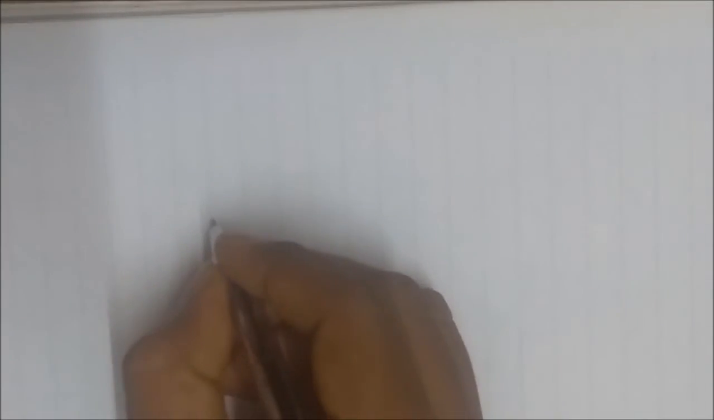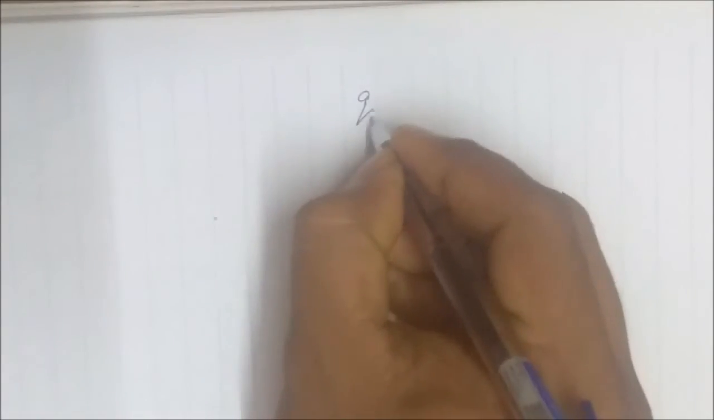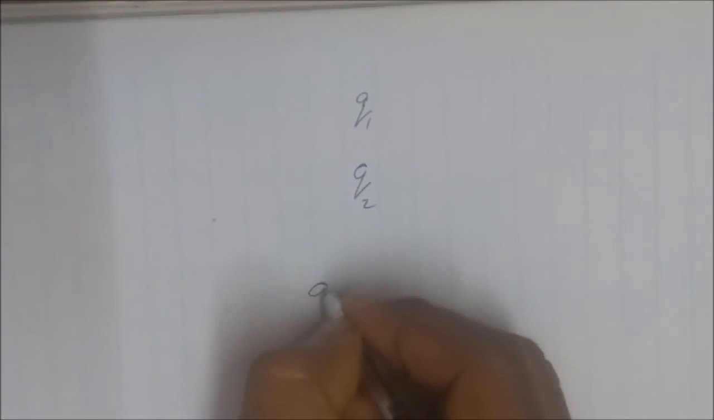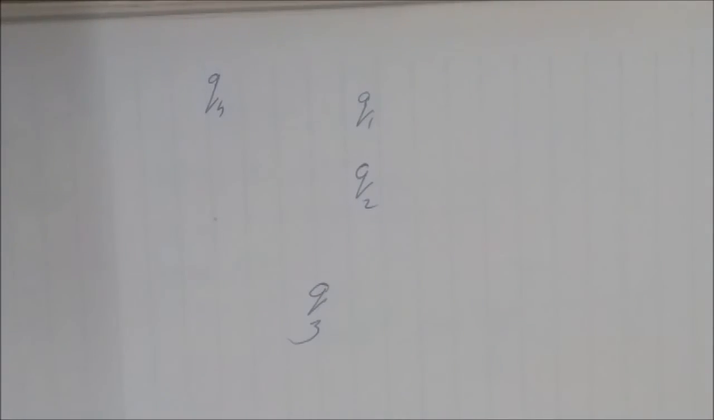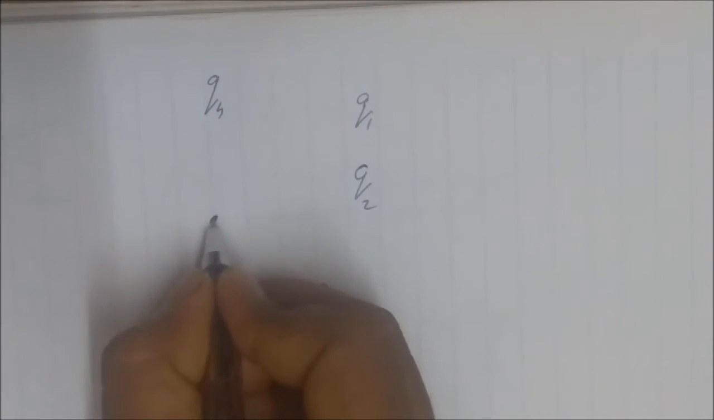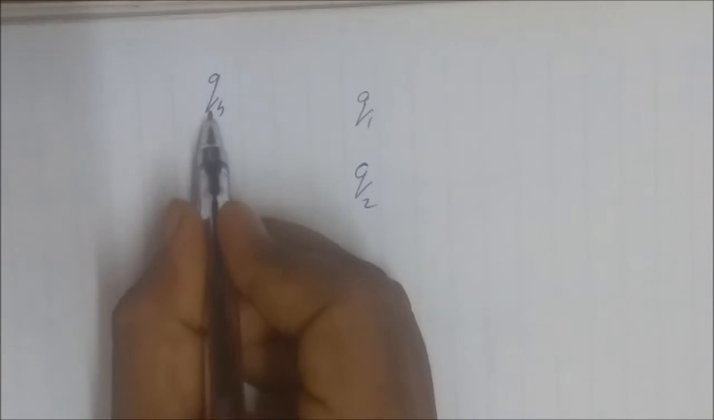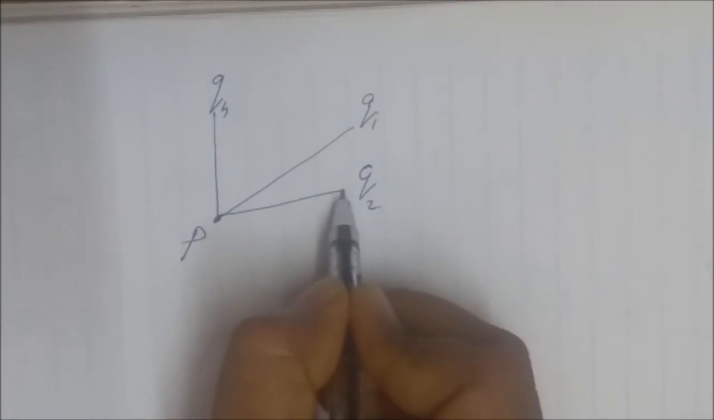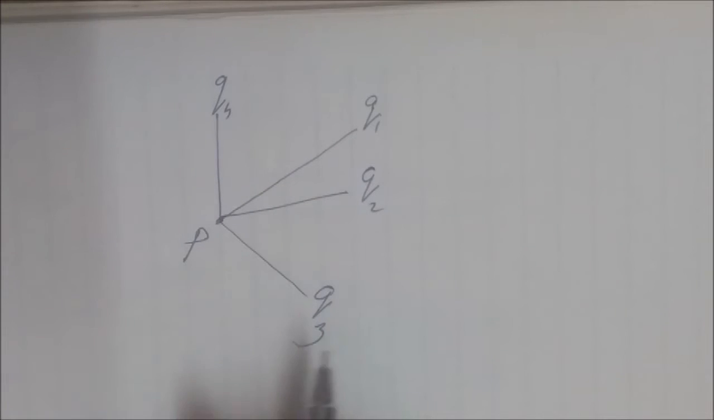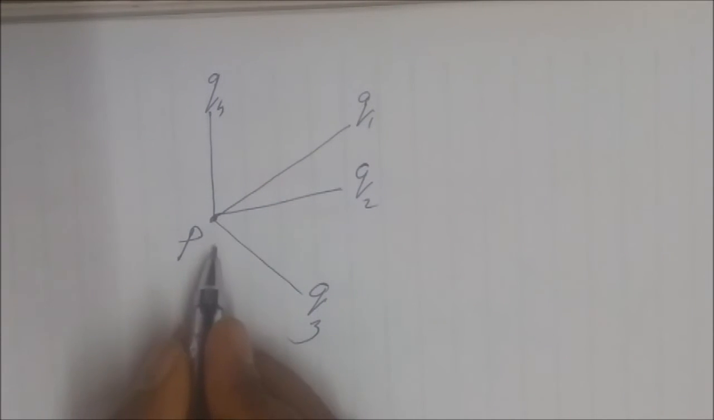Till now we discussed the potential due to a point charge and potential due to a dipole. Suppose there is a system of charges, that means there are many charges. So there are Q1, Q2, Q3, Q4, many charges, and let us consider an arbitrary point P. Now we are going to discuss the electric potential due to all these charges, up to Qn.